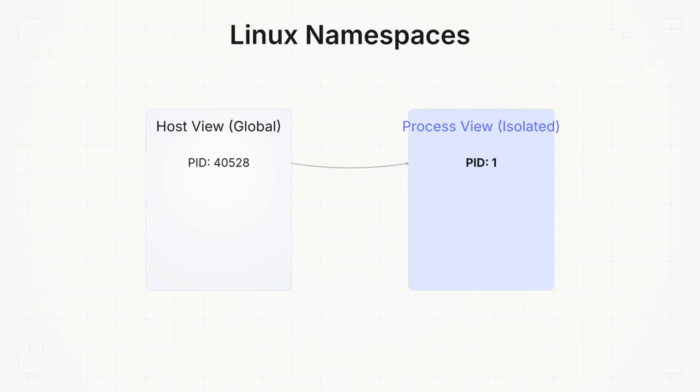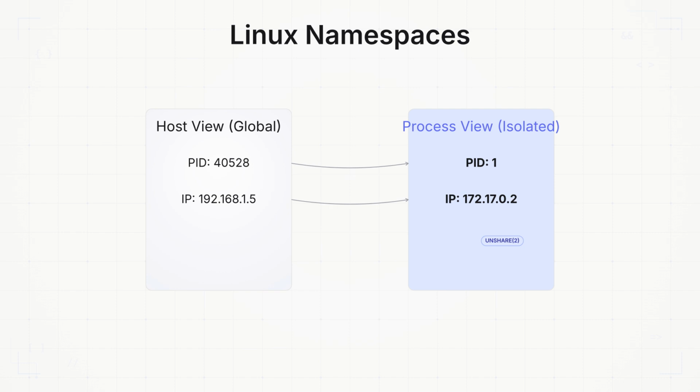Imagine you are in a room with a window, but that window only shows you a tiny part of the street. You might think the street is empty, even if there's a parade happening just out of view. This is what namespaces do for processes. The PID namespace, for example, makes a process believe it is PID 1, the master process, even if the host kernel sees it as PID 40528.